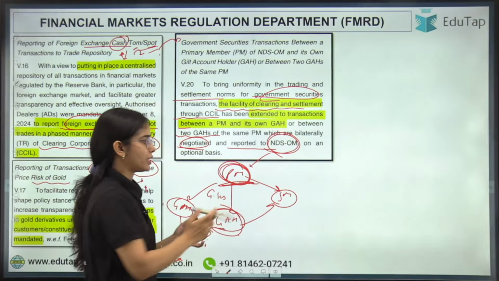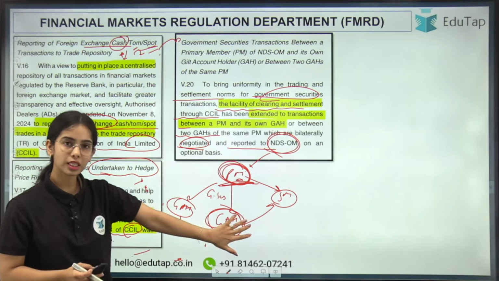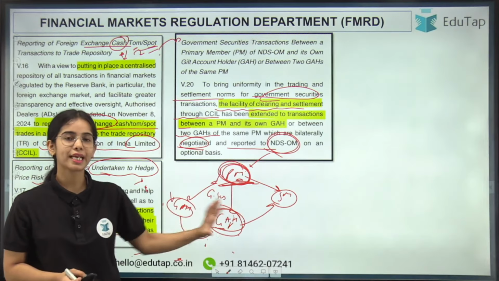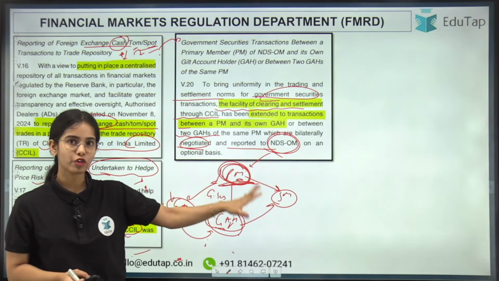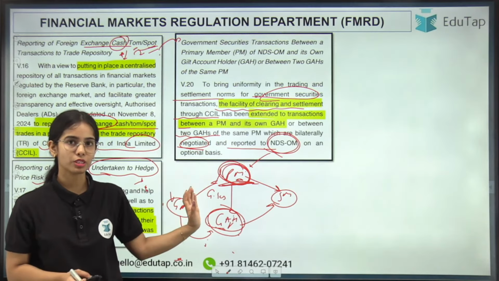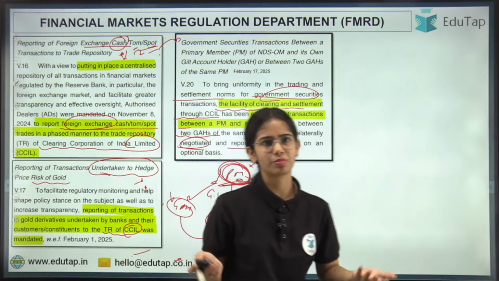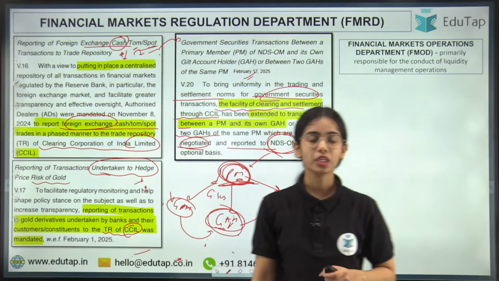So now they are provided for the trade that is happening between the primary member and its own gilt account holder, or the two gilt account holders of a primary member. Now these trades can also happen through the NDS OM platform, that is the platform for secondary market transactions in government securities, and these can be settled through the CCIL. So the extension has been done. This was in the news in February 2025, that's why this is important.